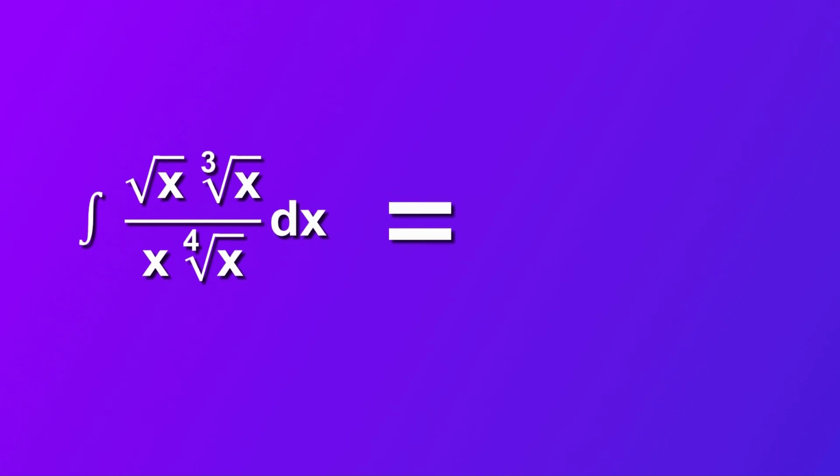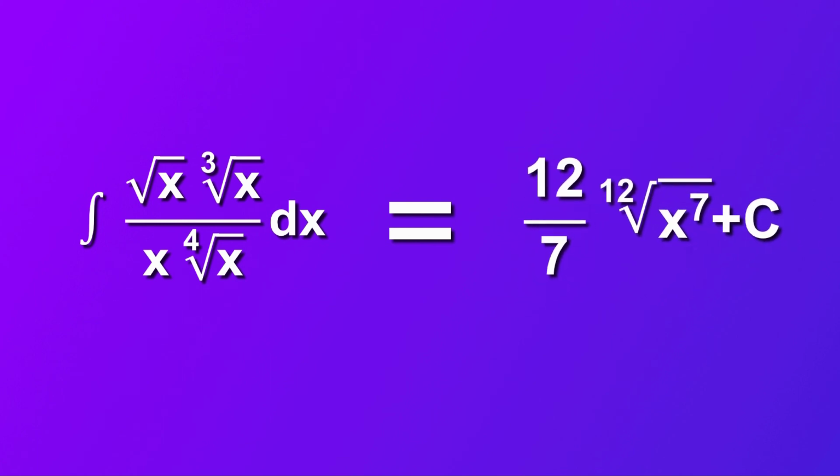Finally, the indefinite integral of square root of x multiplied by cube root of x divided by x multiplied by fourth root of x, by dx, is equal to 12/7 multiplied by 12th root of x raised to 7 plus constant c.